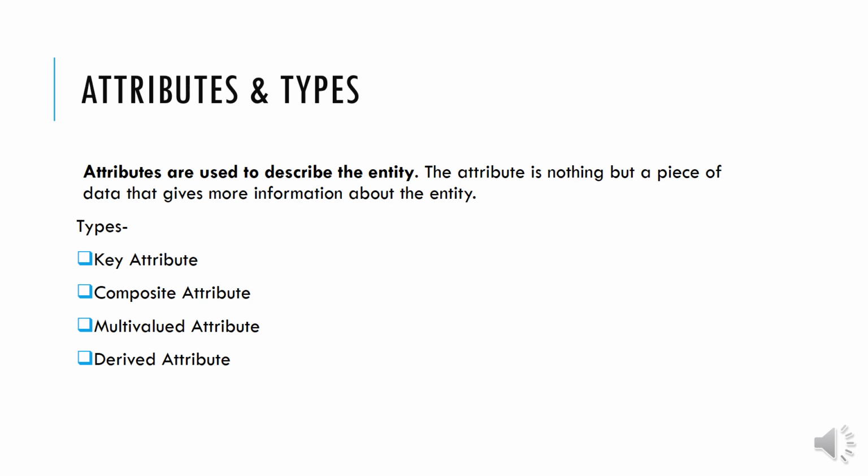Then next is the derived attribute. A derived attribute is an attribute which can be derived from the other attributes of an entity type.